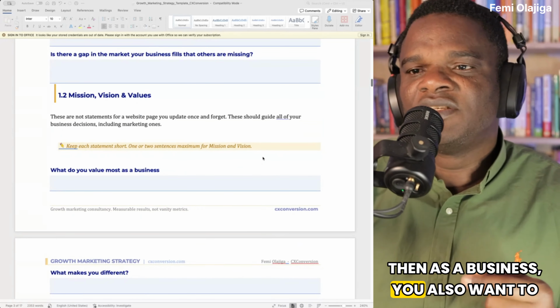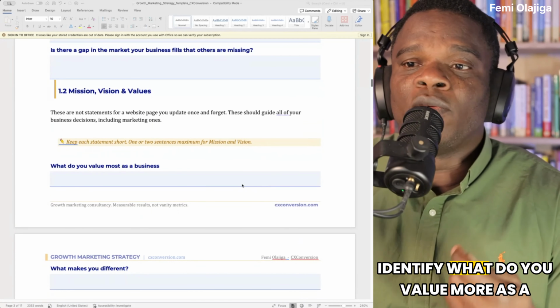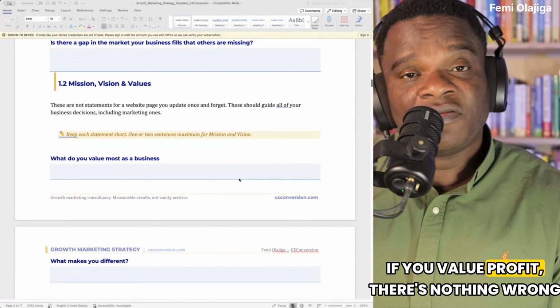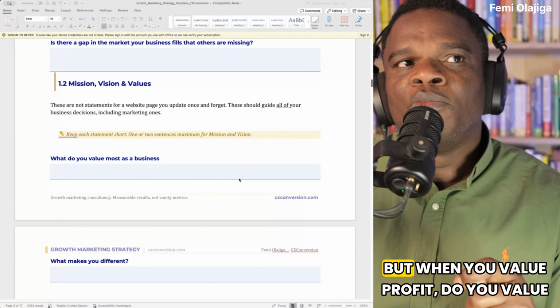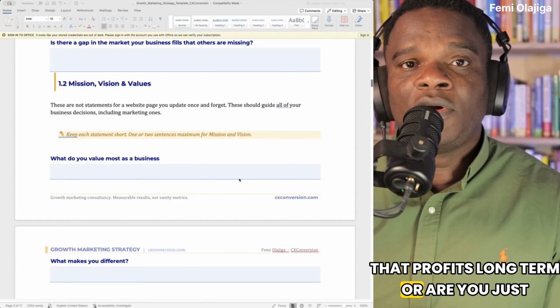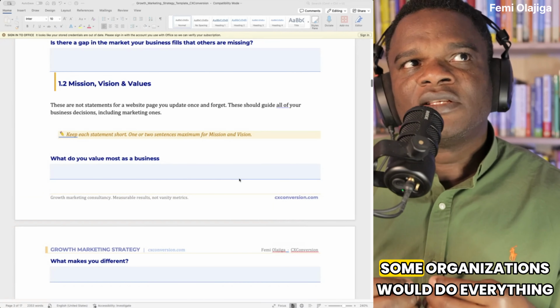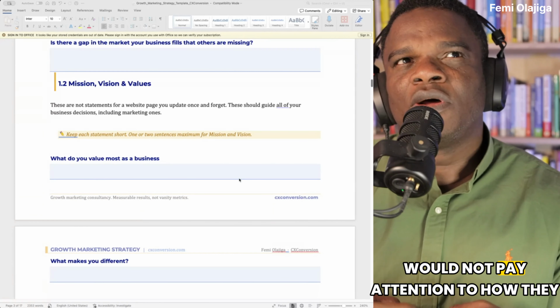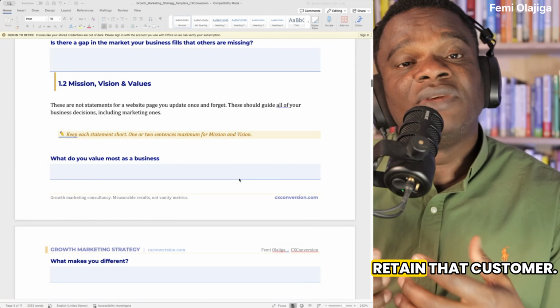Then as a business, you also want to identify what you value more as a business. If you value profit, there's nothing wrong with that. But when you value profit, do you value that profit long term, or are you just looking to make a quick buck? Some organizations would do everything they can to get a customer, and they would not pay attention to how they retain that customer.